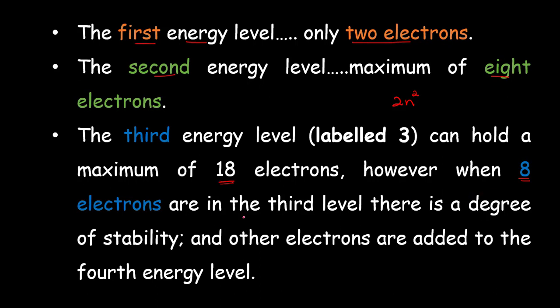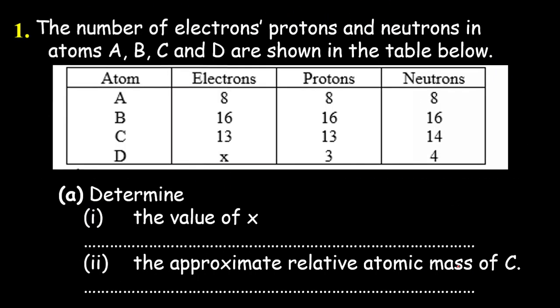So for now, we shall be writing our electronic configurations in this format: 2, 8, 1. We can also write it as 2,8,1, or we can write 2-8-1. So feel free to use any of those, or you can inquire from your teacher to see which one they prefer.